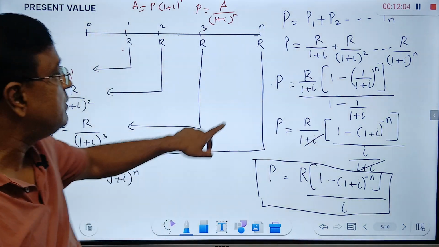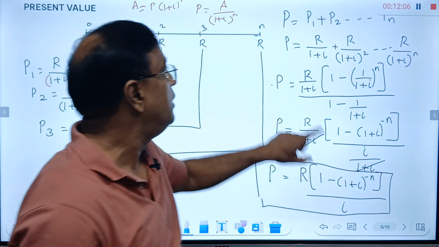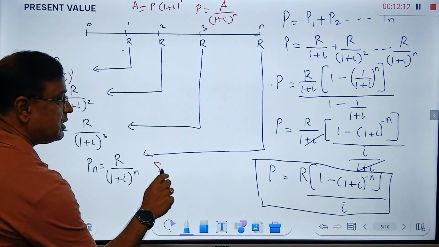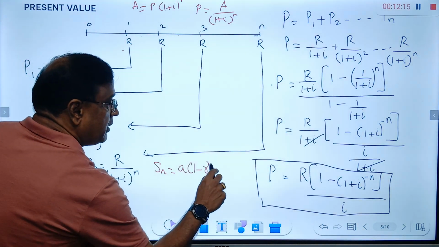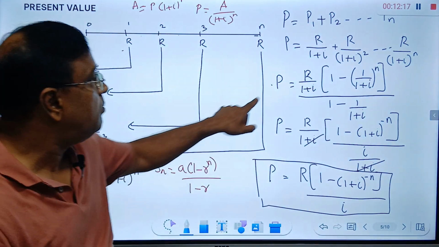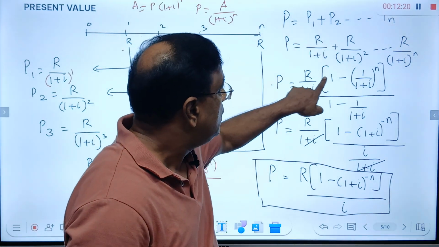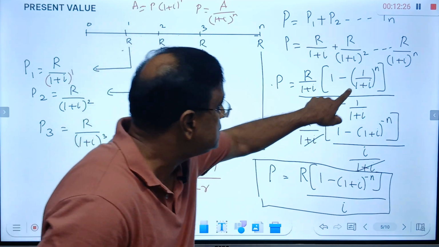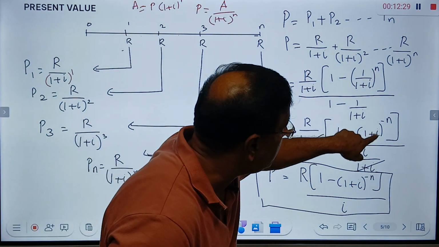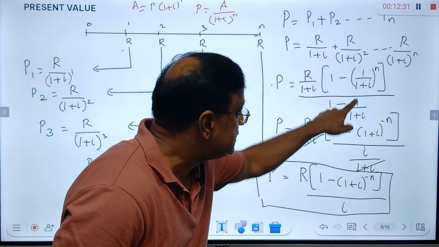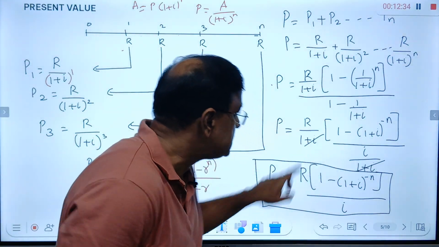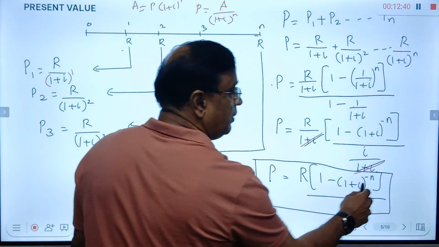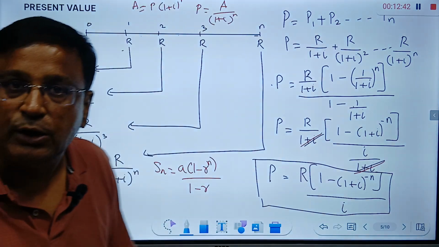Now if you add all the present value, P1 plus P2 plus P3 up to Pn, this is a geometric progression. I'm going to use this formula because common ratio is going to be a fraction. What is sum? A into 1 minus R power n by 1 minus R. So I use the formula there. A is R by 1 plus I, 1 minus R power n by 1 minus R. So what happens? This 1 plus I power n can be taken up. You get 1 plus I power minus n. And I take the LCM. 1 gets cancelled. So you get I by 1 plus I. So these two get cancelled. So the formula is R into 1 minus 1 plus I power minus n by I. This is how you calculate the present value of an annuity.